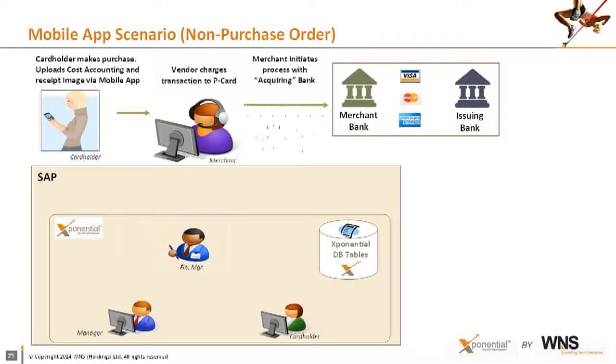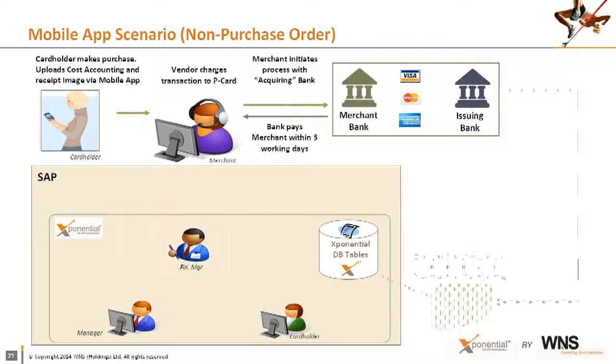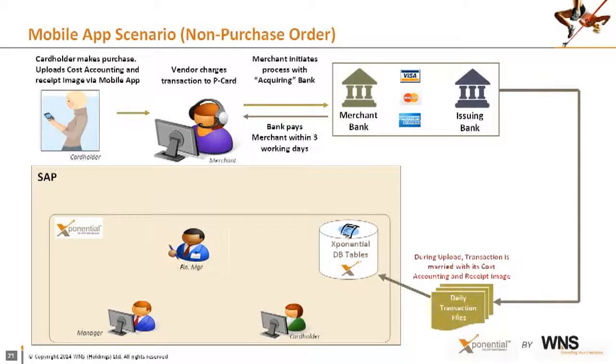The merchant then continues on with processing the card transaction, getting their money, and then the transactions come in through those normal daily files. At that point, during this daily file upload, we'll recognize that the transaction has some data already loaded into it from the mobile app, and we'll marry that data up with the transaction, stamping that information right on the transaction when it comes in the door.